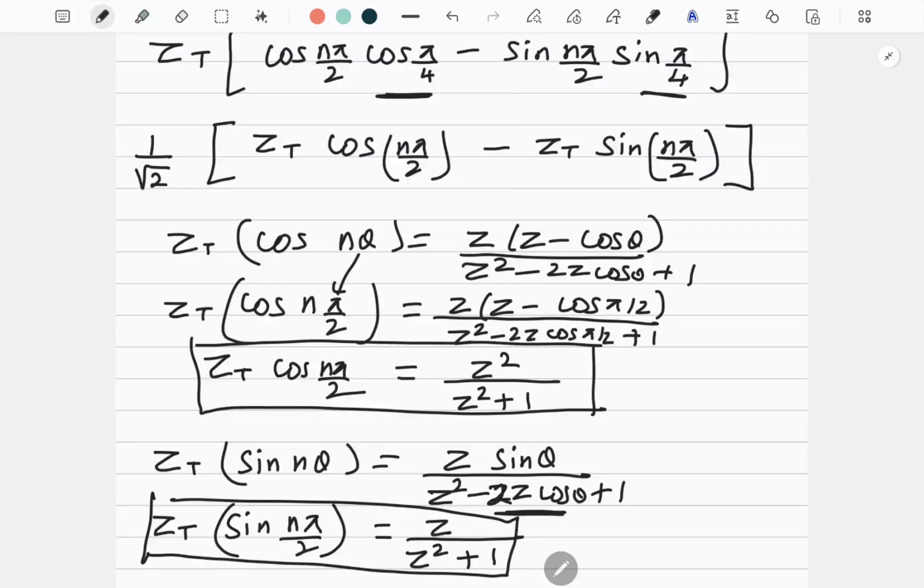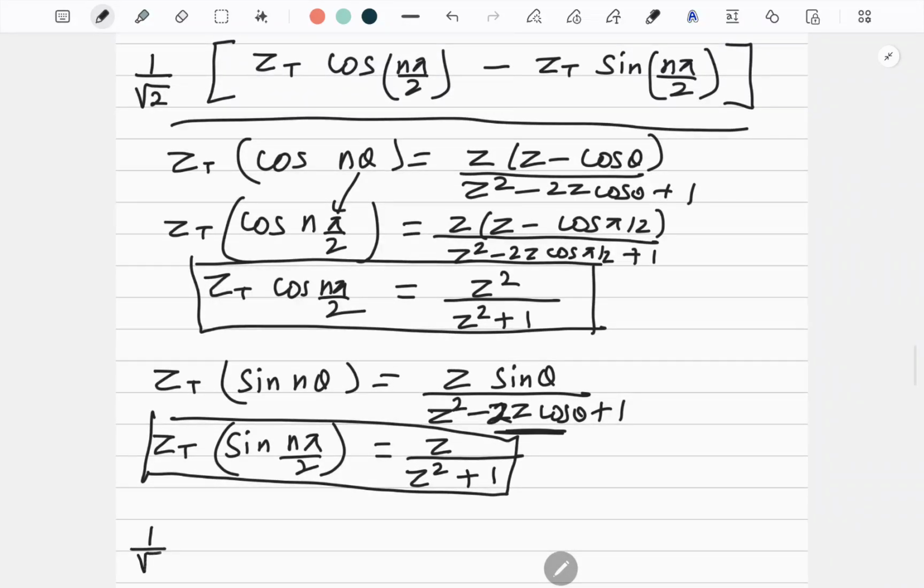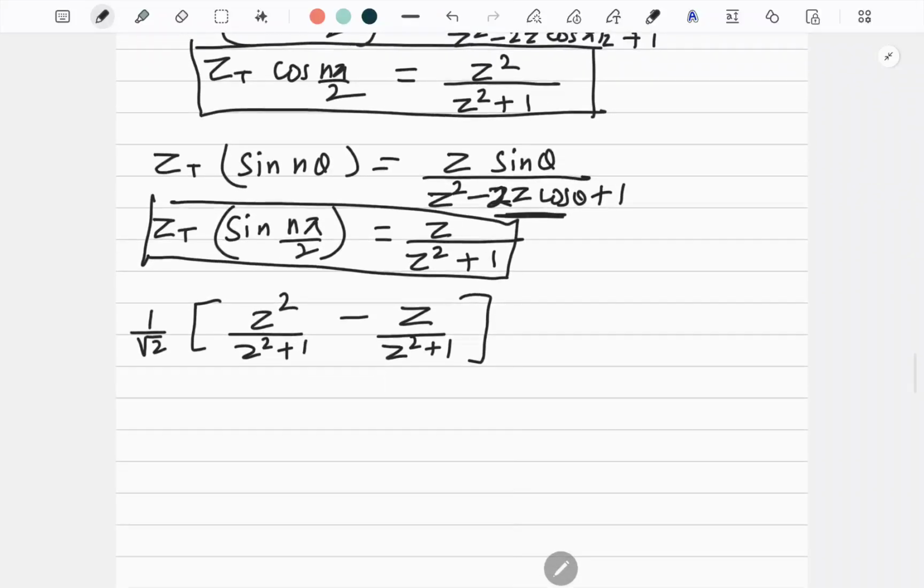Correct? This will be the standard result for sin n pi by 2. Now, go back to your question and substitute the values here. So, what is the answer now? 1 by root 2. Z transform of cos n pi by 2 is equal to z square upon z square plus 1, minus z transform of sin n pi by 2. This one is z upon z square plus 1. Correct? So, now simplify this.